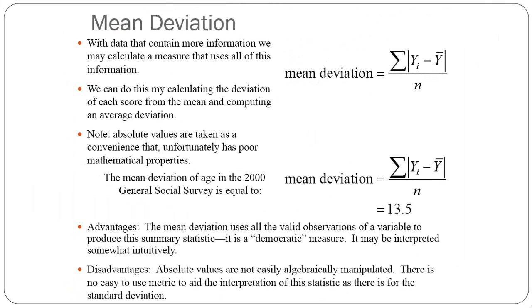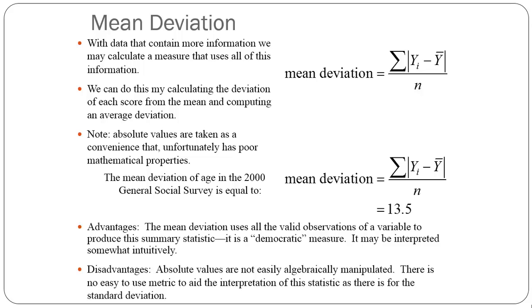We can do a little better and get rid of this notion of an undemocratic or anti-democratic measure and move on to one that is more democratic and uses all of the data in our data set. The next measure we're going to look at is called the mean deviation. This is taught in a lot of statistics classes, but honestly, it's not used in practice.